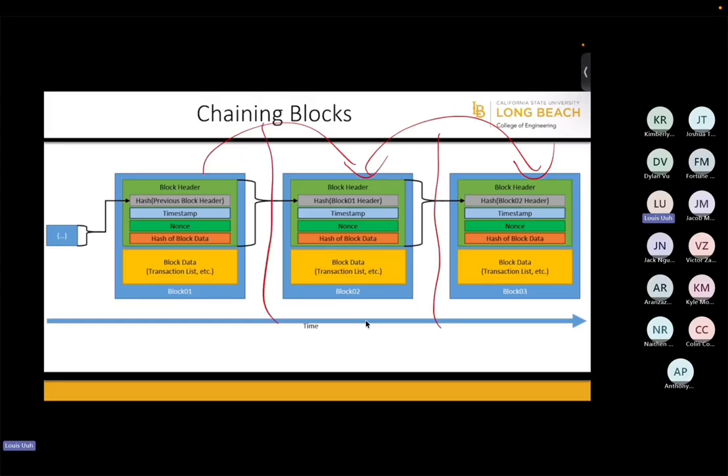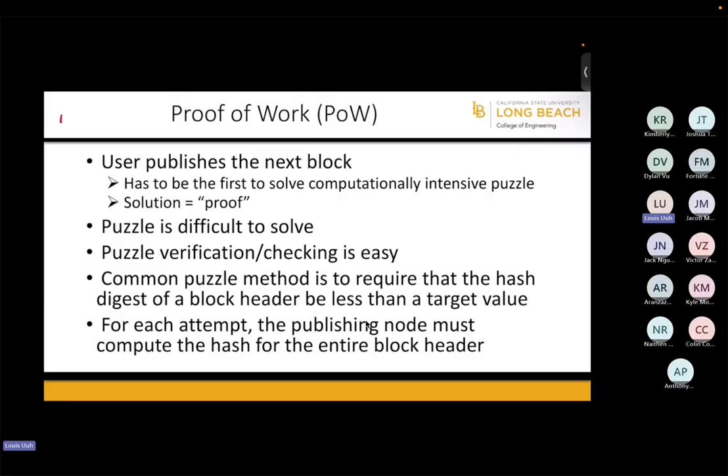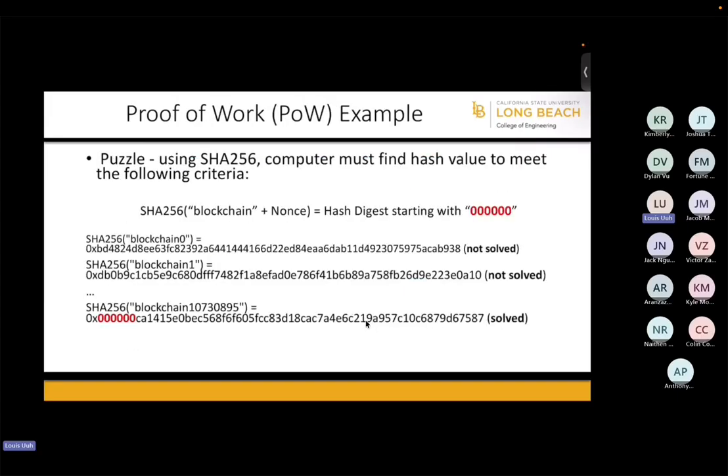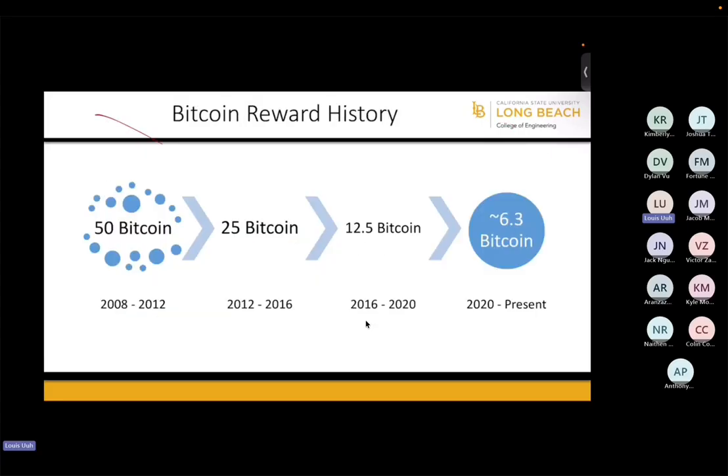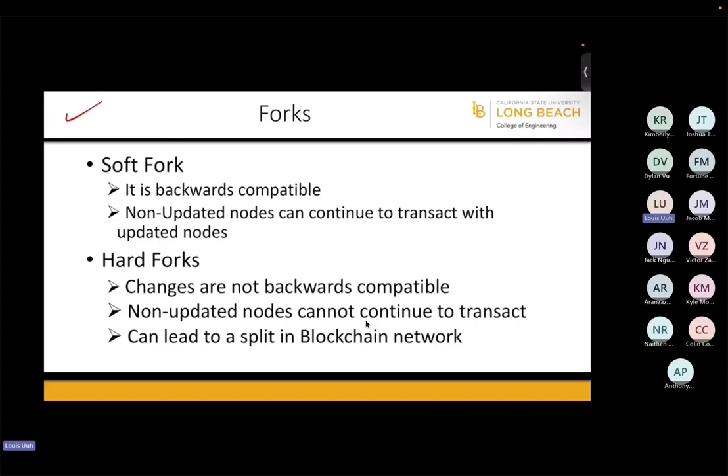Consensus model, you should know that. Proof of work, more proof of work. Again, I don't expect you to solve anything. Yeah, no history. Know the difference between soft and hard forks. And that's it for lecture 3.